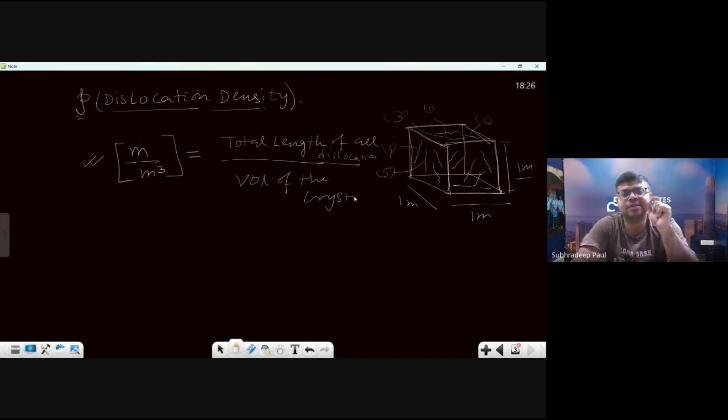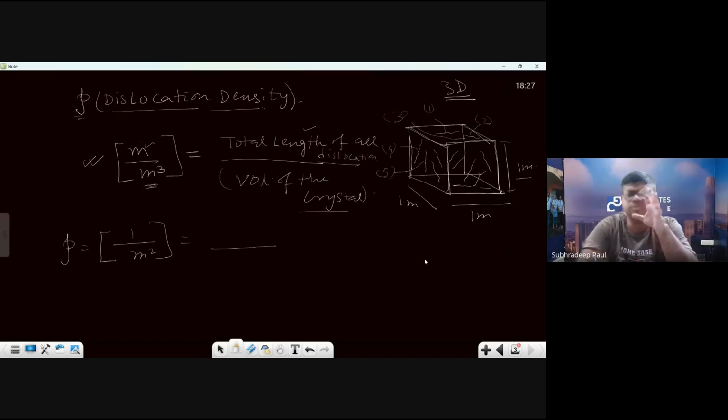In this case, the volume of the crystal we have taken as unity, 1 meter into 1 meter into 1 meter. That is why the meter cube term comes in the denominator and the meter term comes in the numerator. Another unit that we encounter is 1 by meter square. What it means is that when we consider 2D, whereas this is a 3D picture, this is the volume.